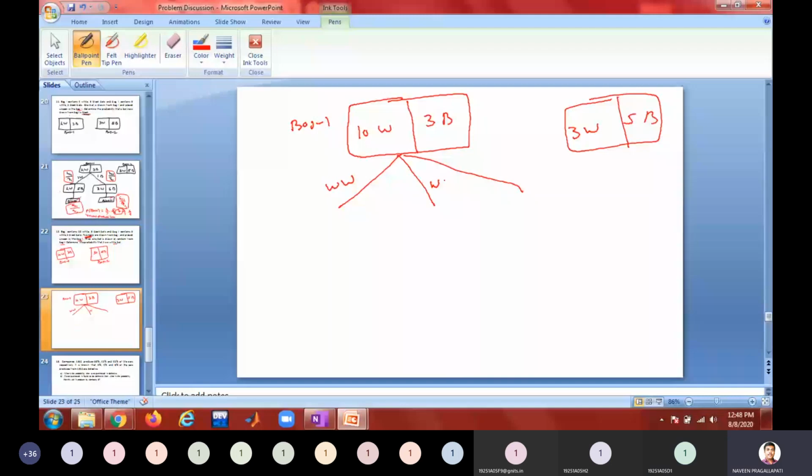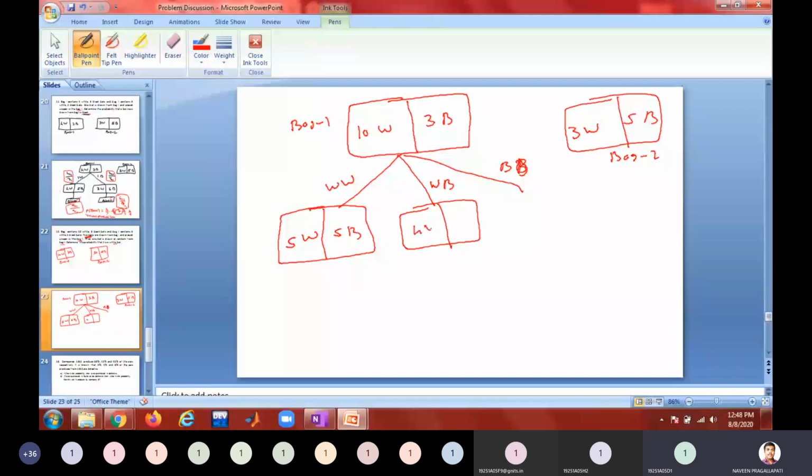If both are white, what is the updated count in bag 2? 5 white, 5 black. One white, one black means 4 white, 6 black. Both are black means 3 white, 7 black. That's it. So if you draw the tree diagram, it is very easy to find.